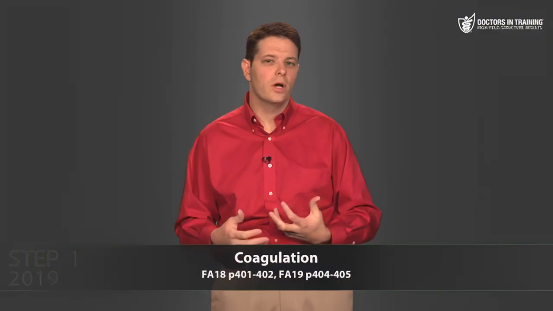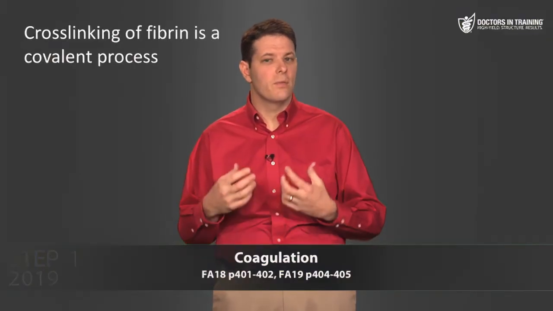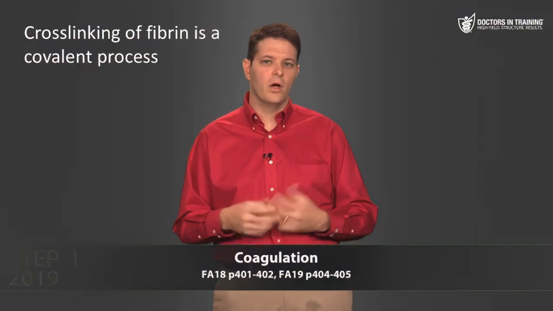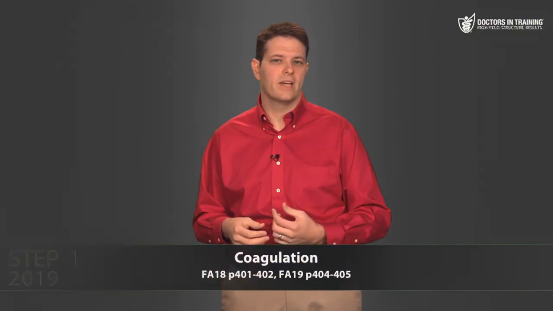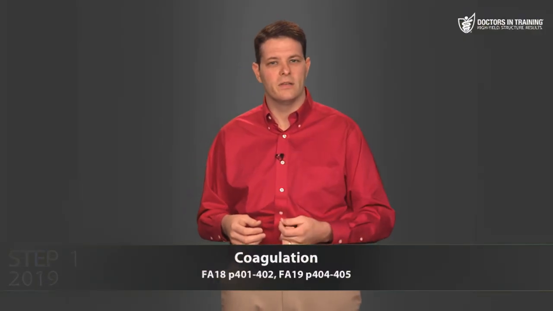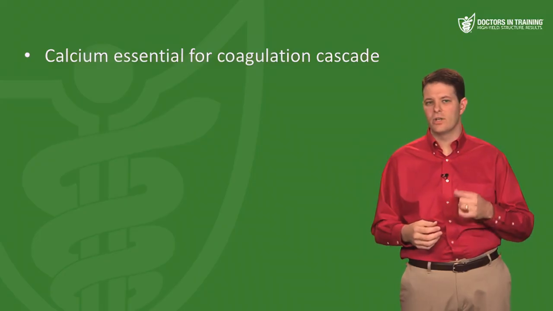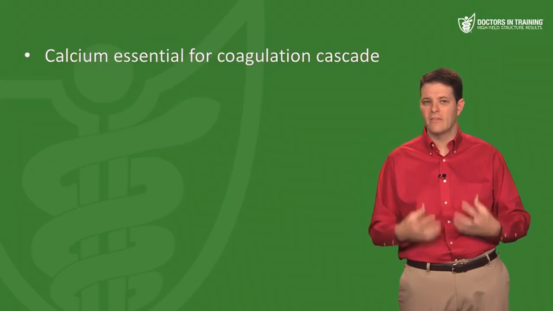Now you may also want to know that the cross-linking of fibrin to form that fibrin mesh is a covalent process. Those are covalent bonds. And you'll also note that several of these steps in the coagulation cascade require calcium and phospholipids. You don't need to memorize which steps they are, but I would know that calcium is essential for the coagulation cascade to work. You have to have calcium.